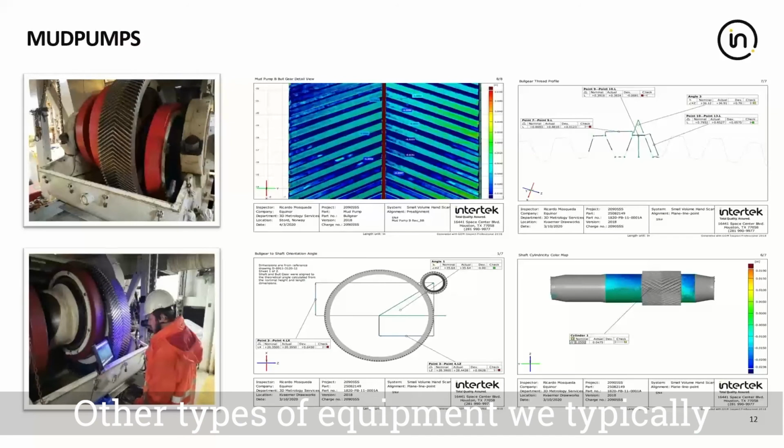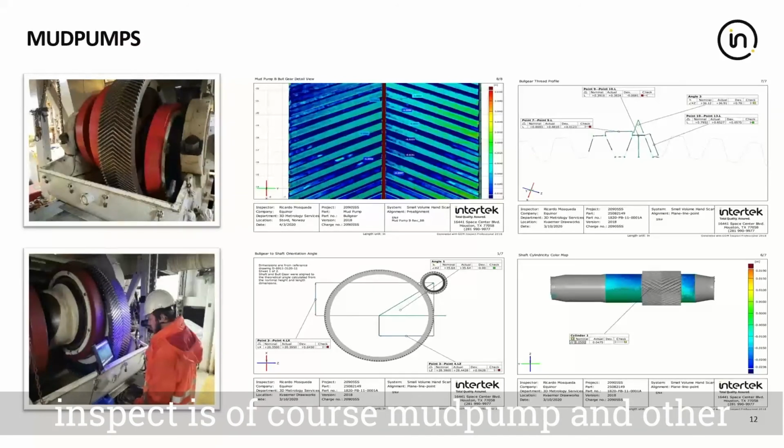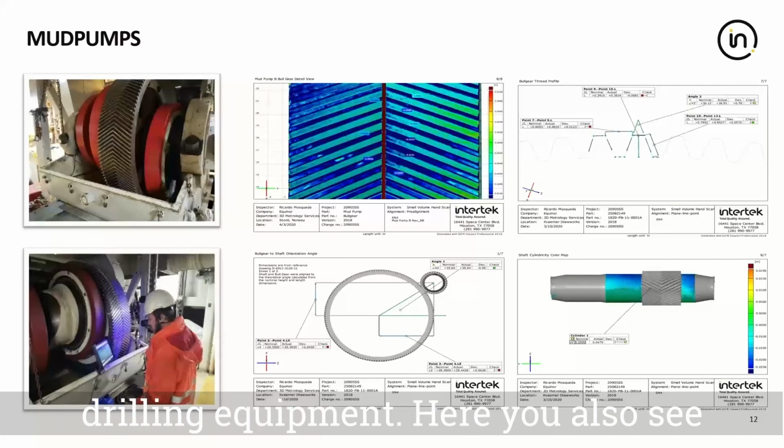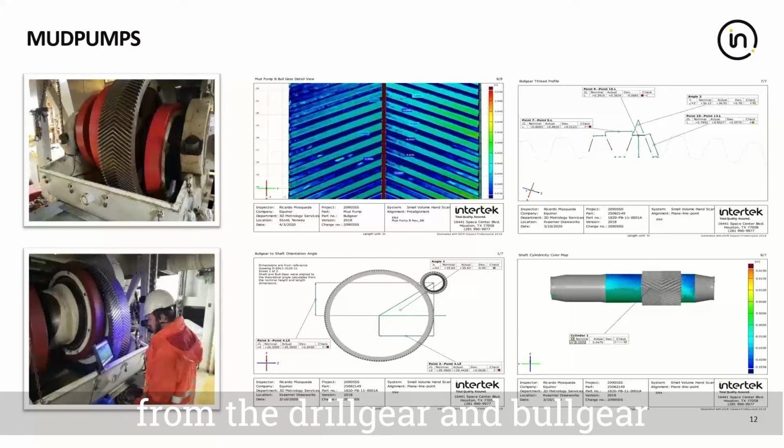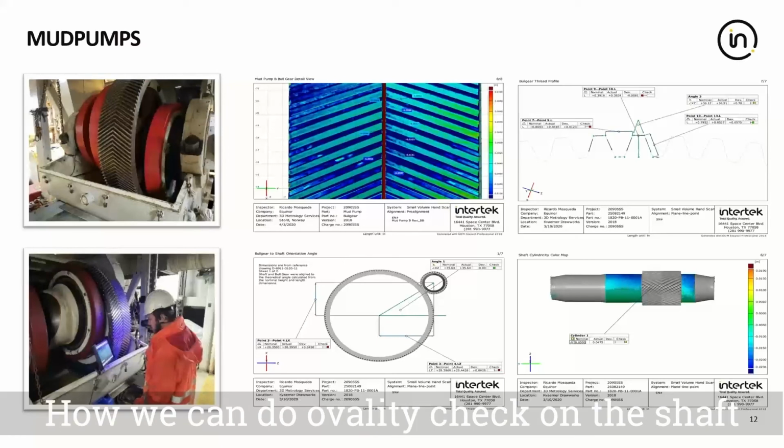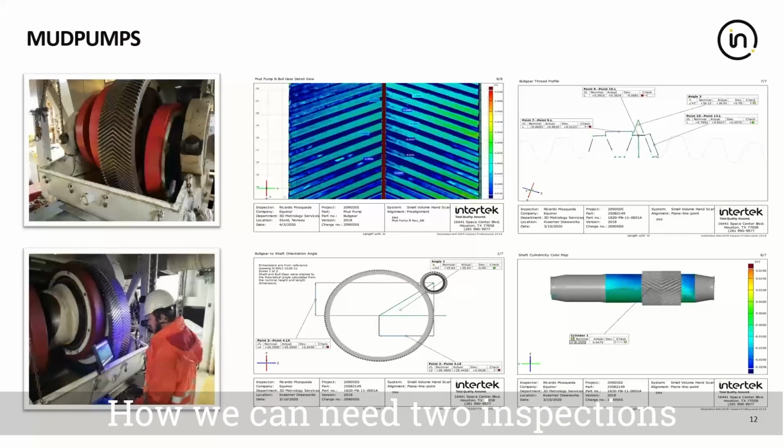Other types of equipment we typically inspect is of course mud pumps and other drilling equipment. But here you also see some samples on how we can do alignment from the drive gear and bull gear, how we can do an ovality check on the shaft, and how we can do tooth inspections.